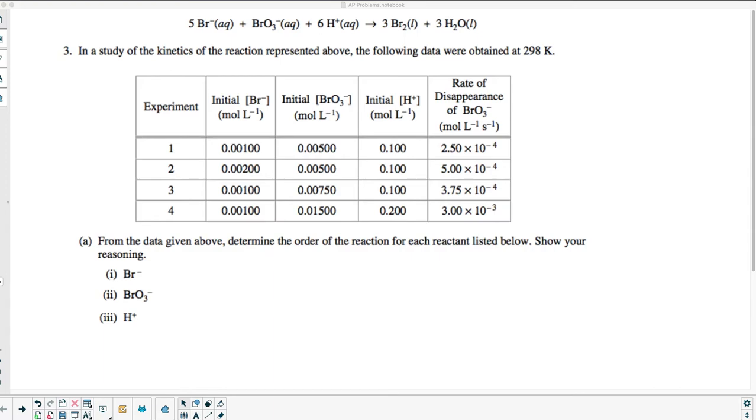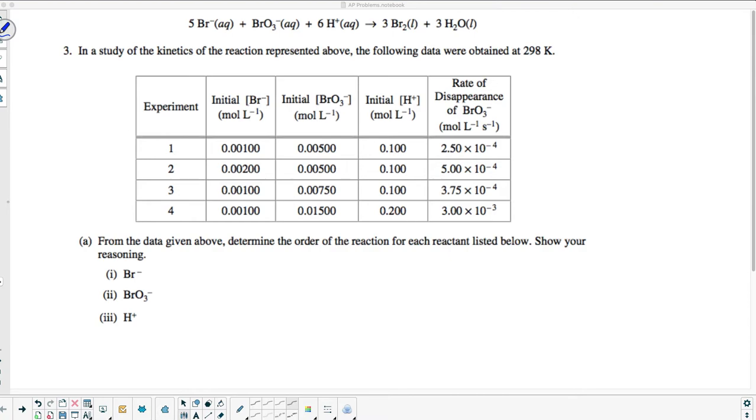Hey class, this is the first problem on that Chapter 14 AP problems list that I gave you. There are two of them, so I'm going to do two screencasts so you don't have to listen to all of it at one time. You can take a break in between. So let's take a look.